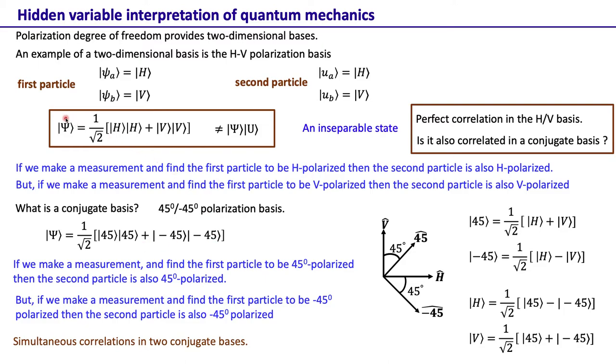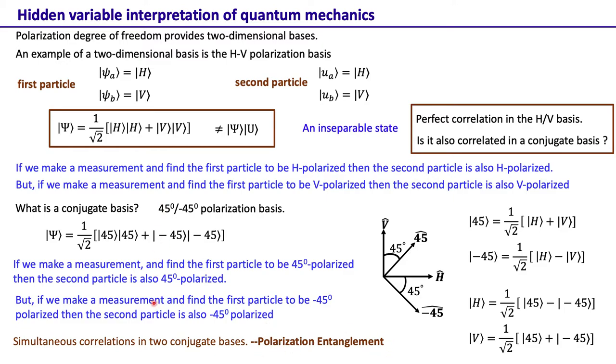So this is the same system, and we find that it is correlated in the horizontal-vertical basis as well as in the 45 minus 45 basis. So that's a simultaneous correlation in two conjugate bases, and it is also an inseparable state. This is what we refer to as polarization entanglement.